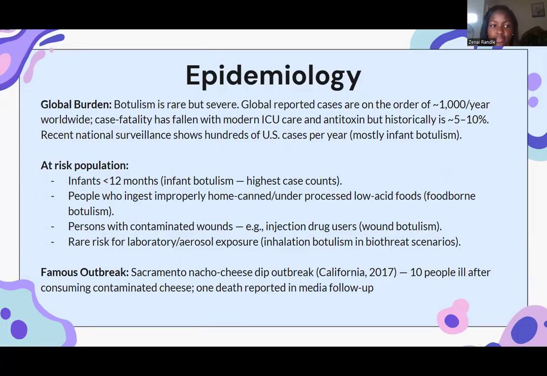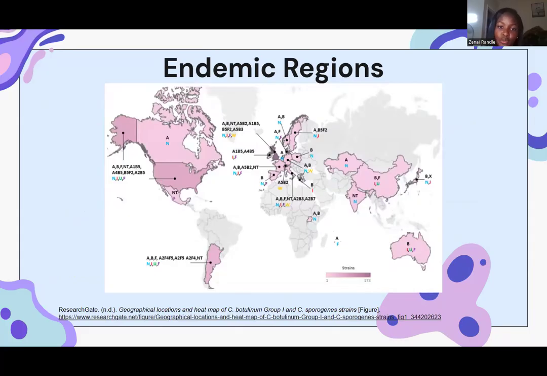Like I said, infants are highest risk, less than 12 months. People who ingest improperly home-canned, under-processed, low-acid foods. People with contaminated wounds, like drug users. And it is rare for inhalation botulism to occur, but people who are at risk are in laboratory or aerosol exposure. The famous outbreak in Sacramento with nacho cheese dip in 2017, 10 people were found ill and 1 death was reported. This map shows regions where Clostridium botulinum is found, so we can see that it's very widespread, almost everywhere in the world.